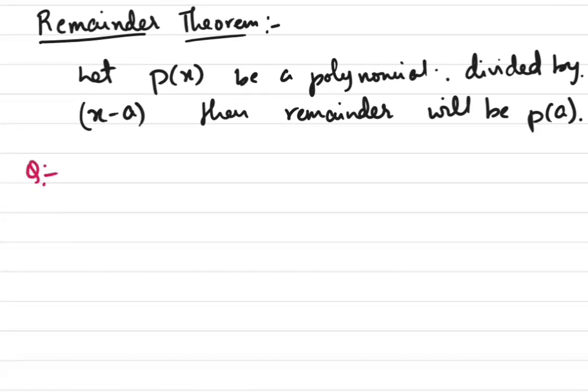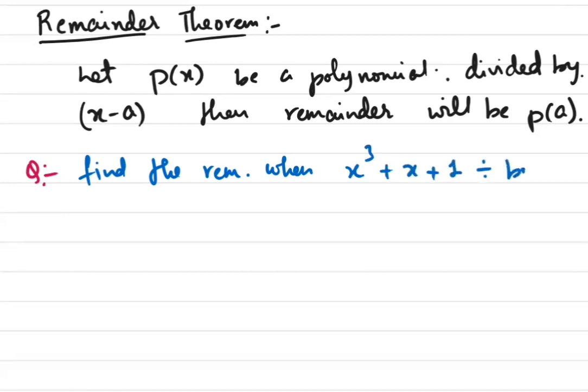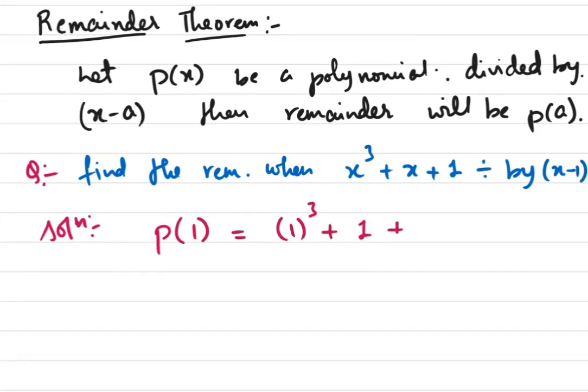The question says, find the remainder when x to the power 3 plus x plus 1 is divided by x minus 1. All right, so this is the question. Now the solution: what the remainder theorem says is, just plug in P of 1. Consider x cube plus x plus 1 as the polynomial P of x. Equate x minus 1 to 0 and get the value. So x is 1, 1 plus 1 plus 1, so we get 3. So 3 is the remainder over here. Okay, I hope the remainder theorem is clear to you.